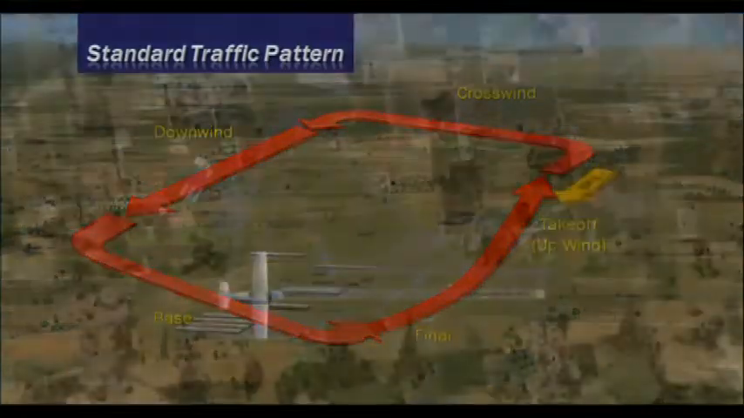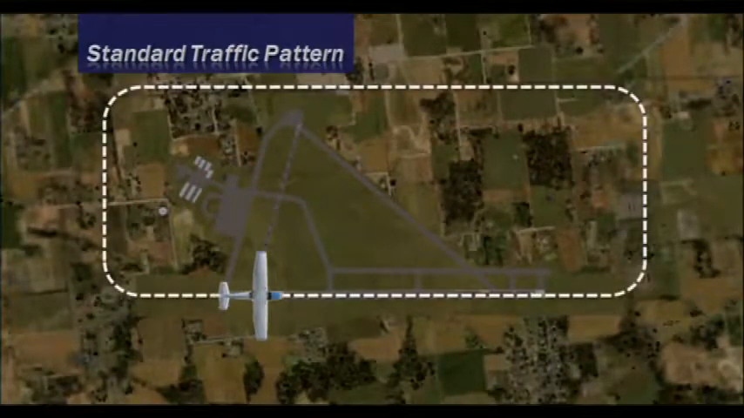A non-standard traffic pattern uses right turns, but it uses the same leg labels. The traffic pattern as seen from above illustrates this concept further. Whenever possible, you want to take off and land into the wind. This animation shows a wind from the east. Let's put your aircraft on the runway.